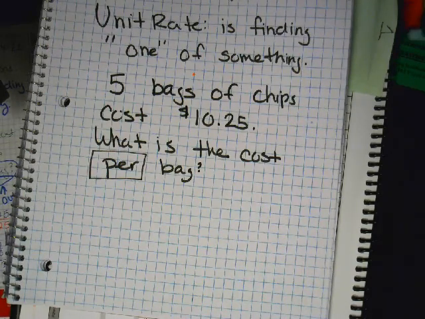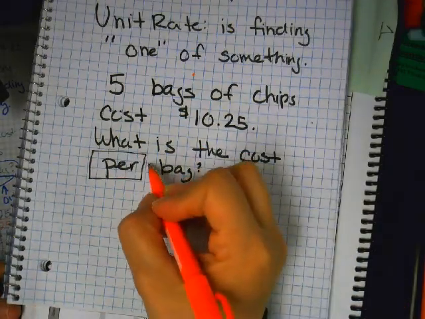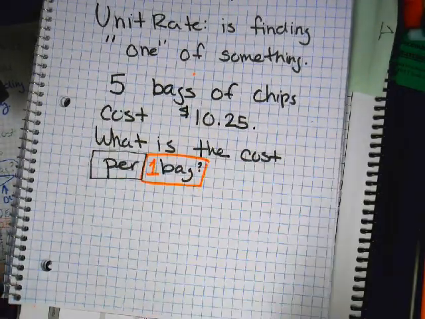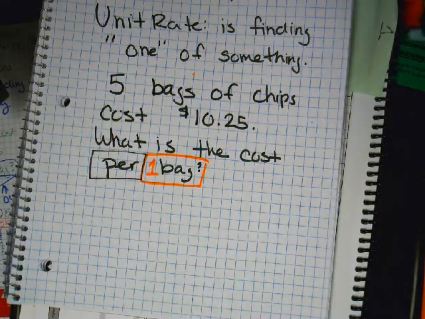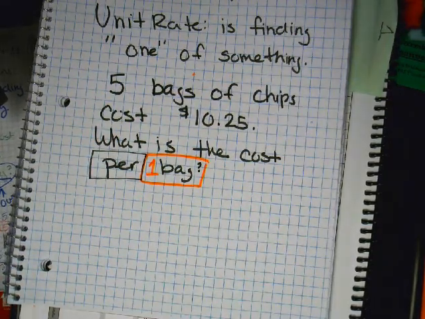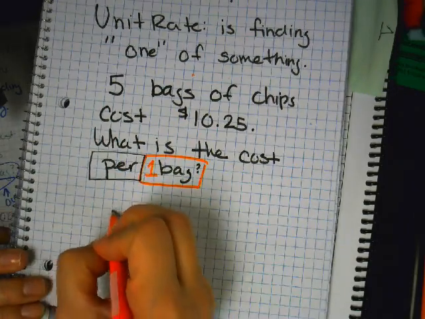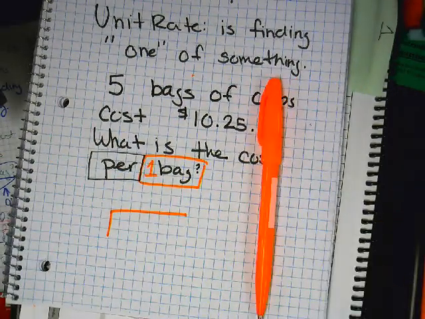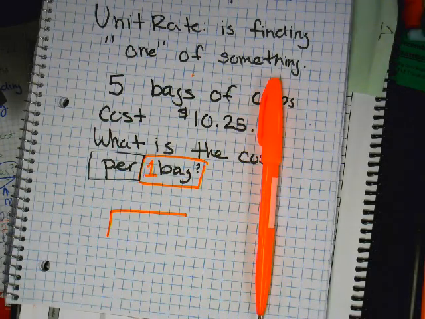So what would you do? Division. Now, what are you finding 1 of? $1 or 1 bag? 1 bag. Okay, so you're finding per 1 bag. Okay, so I'm going to tell you a little shortcut to make the math easier. Because when we divide, sometimes the numbers are confusing and you don't know which number goes inside and which number goes outside. So I'm going to repeat this 1,000 times during the next few weeks.